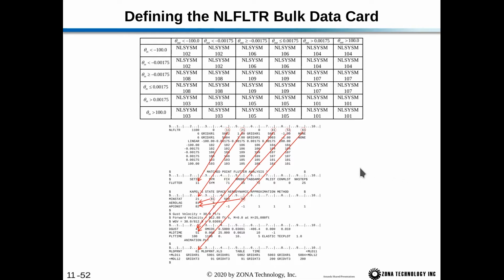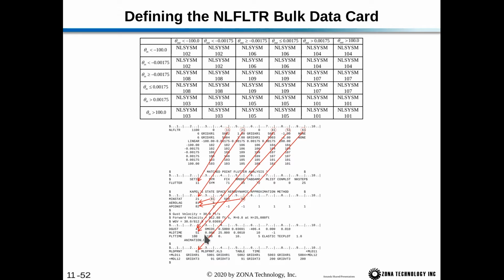So this is the nonlinear flutter bulk data card. We're referring to the flutter card, the MinStat card. We have our 8 aerodynamic lag roots. Here's our discrete gust, so that defines our excitation.